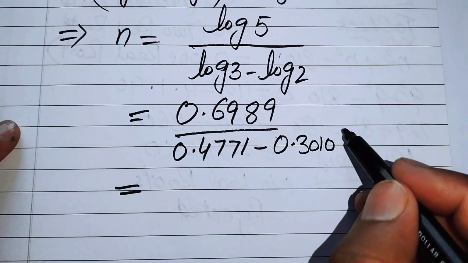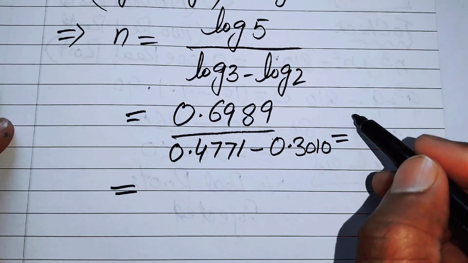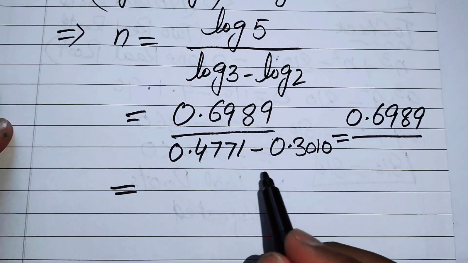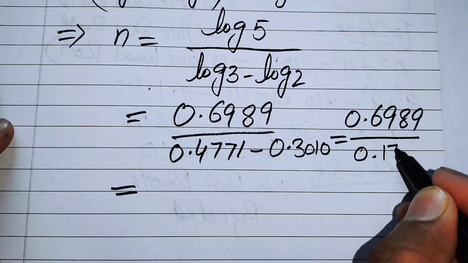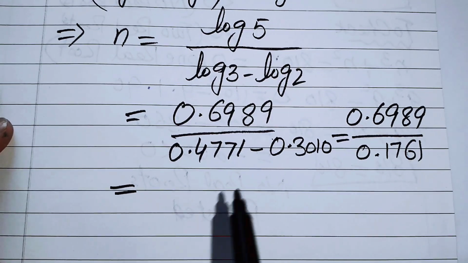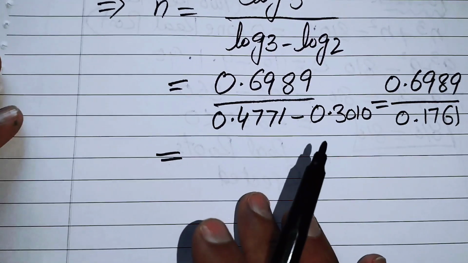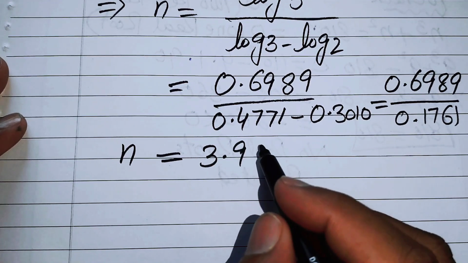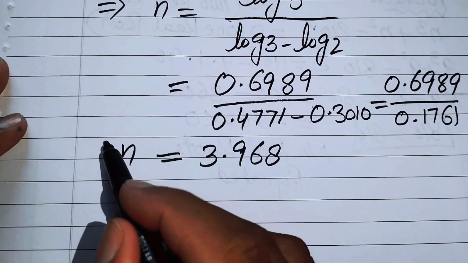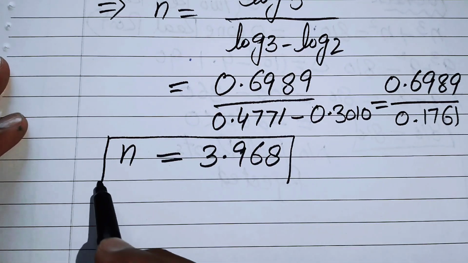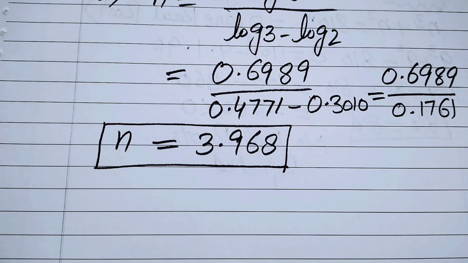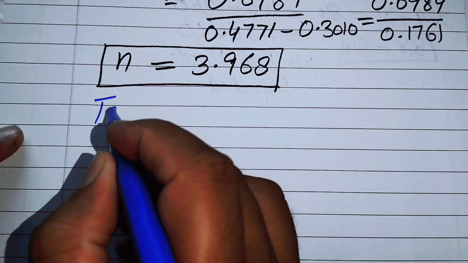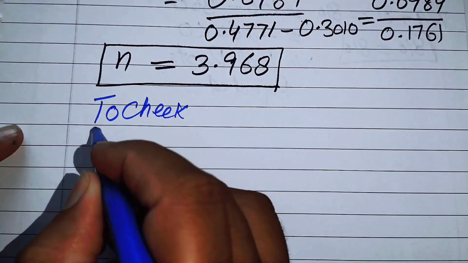so that when you subtract these values you will get 0.6989 over, after subtraction of these two values, 0.1761. Now we will divide these two terms, and finally you get the value of n is 3.968. So this is our final answer to this question. And now we will check this answer, whether this value satisfies the given question or not.